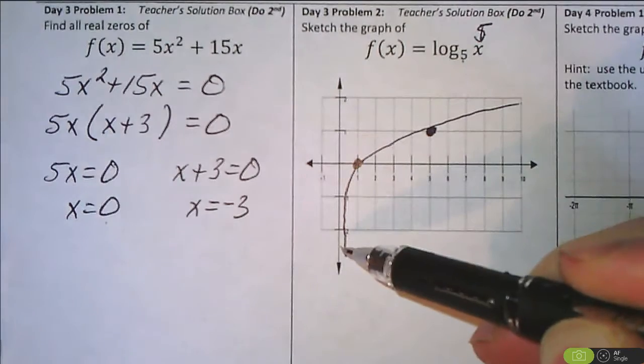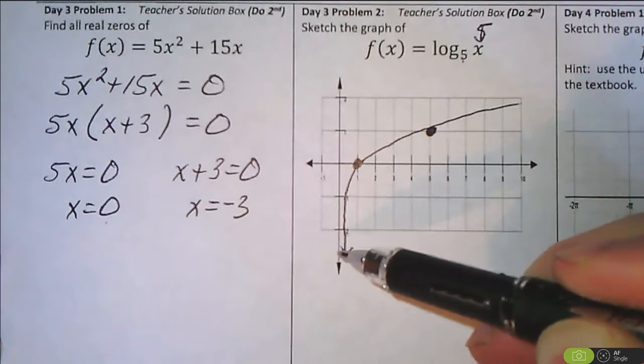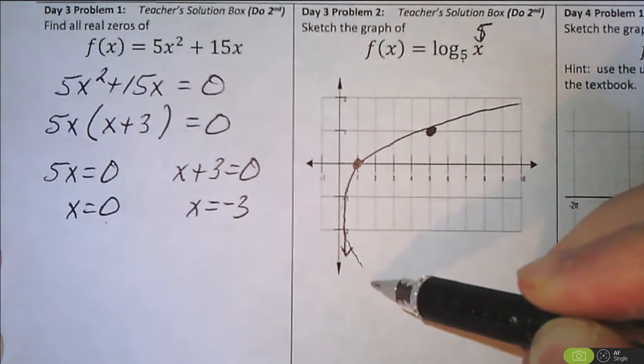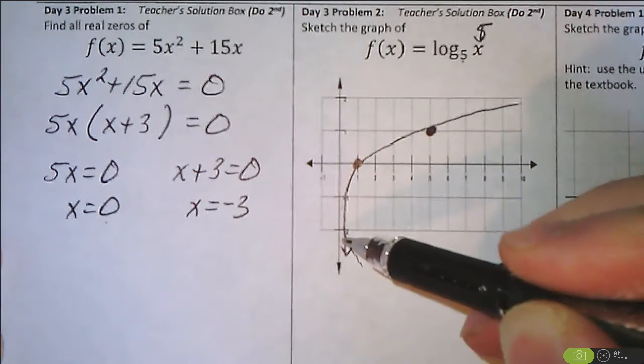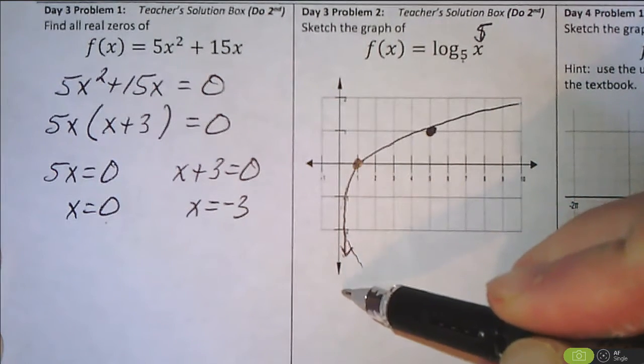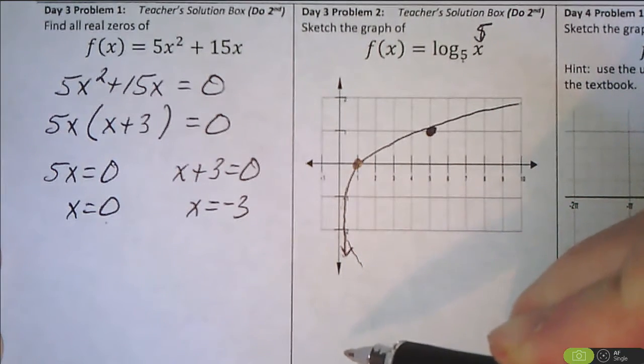There's a couple students on the last quiz, they're a little too careless on this end of the graph, and they draw it in there and actually start to bend it back this way, but that's not what it does. It continues to get closer and closer and closer to the y-axis as you head down to negative infinity.